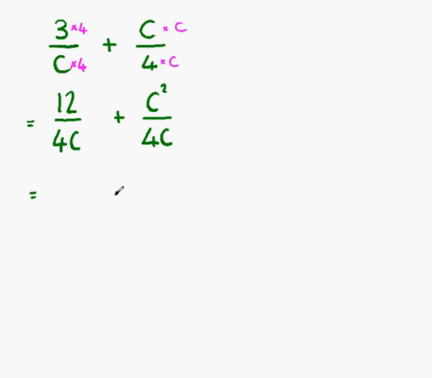So the fraction can now be written with one denominator. It can be written as a single fraction. And we have 12 plus c squared on the top line. What we need to do now is check to see if it can be simplified. At present it can't be simplified. Sometimes factorising first can give us something that can then simplify, but there's no way to factorise the top either. So this is our final answer.